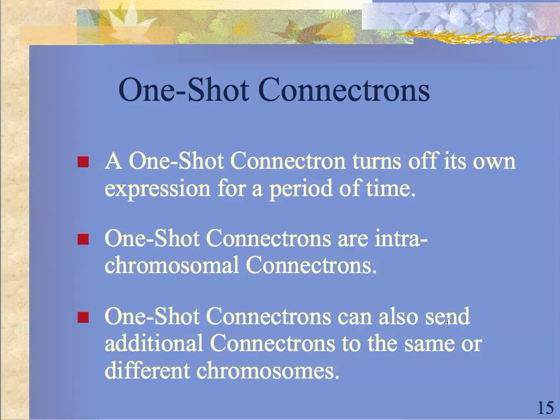One-shot connectrons can send additional connectrons to other transcription sites on the same or different chromosomes. And so it's clear from the statistics that the one-shots radiate control from themselves to many other genes and non-coding elements within the genome.